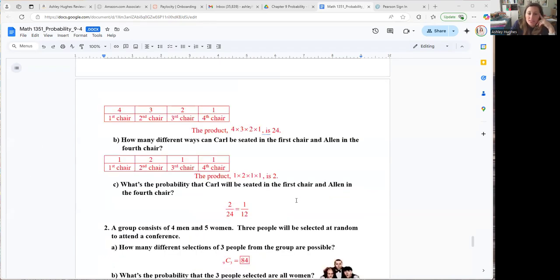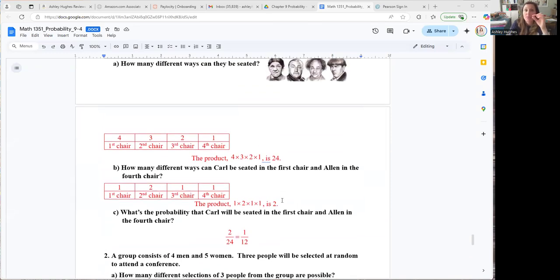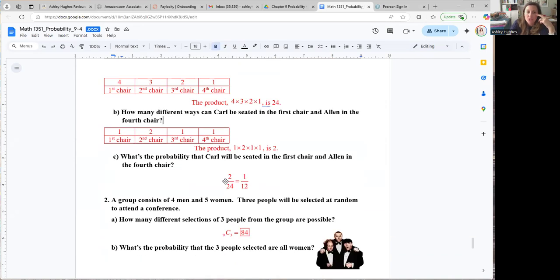What's the probability Carl will be seated in the first chair and Alan will be seated in the second chair? Well, probability is taking part over whole. So how many ways could they be seated totally? 24. So that's this total at the bottom here. And then how many can they be seated in this particular way is 2. So 2 out of the 24 gives us that 1/12.